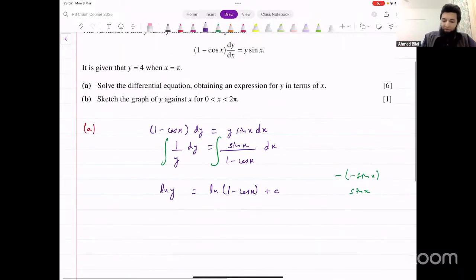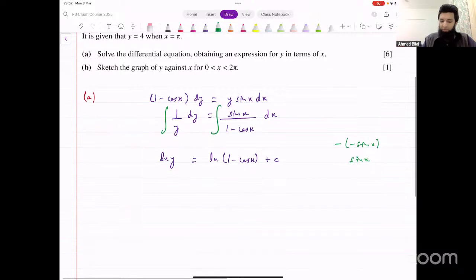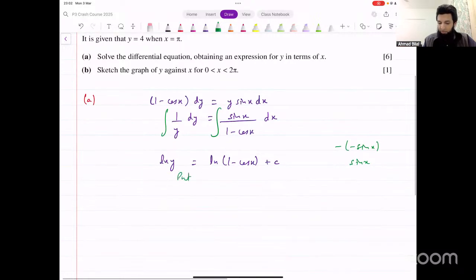Can we find the value of c? We have this information given. We have y is equal to 4 when x is equal to pi. Let's input those values here. Put x equals pi and y equal to 4 in this. What do we get? We get ln of 4 that equals ln of 1 minus cos pi plus c.